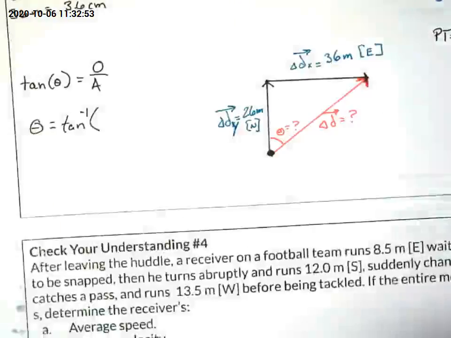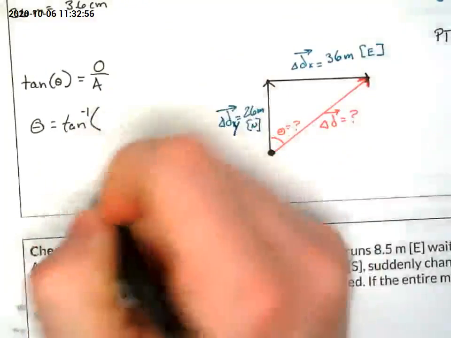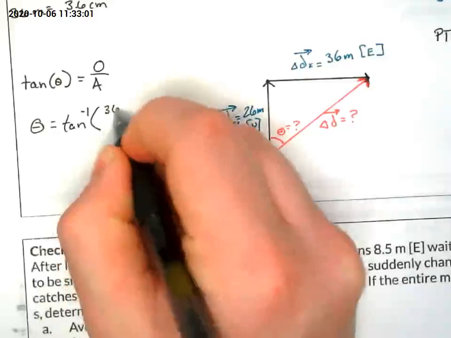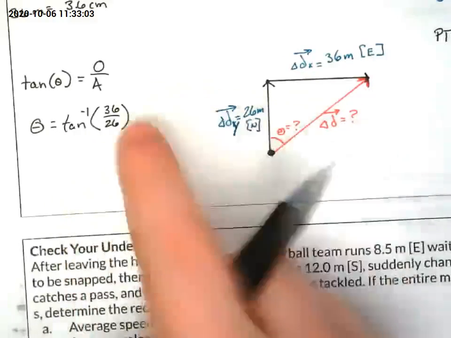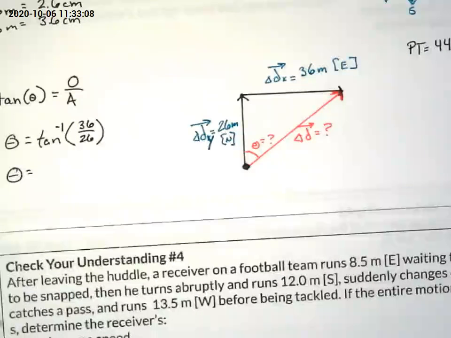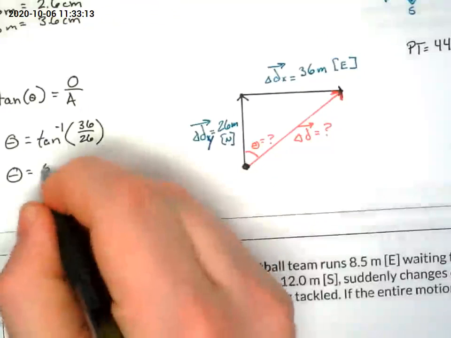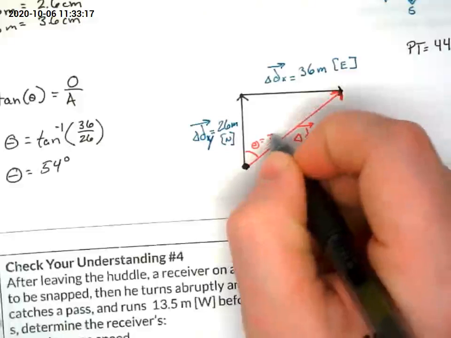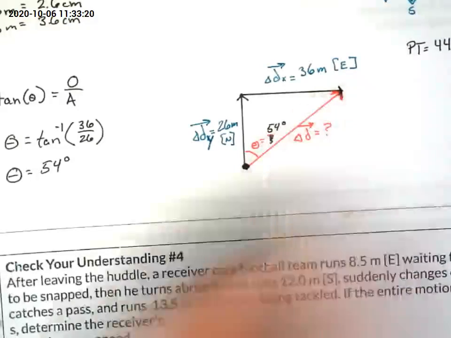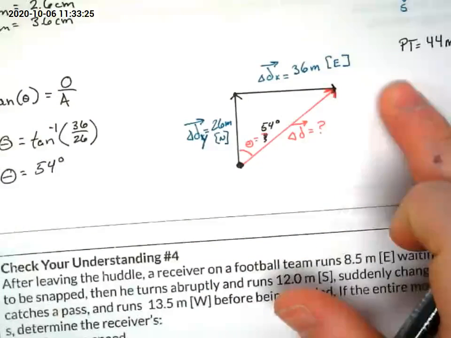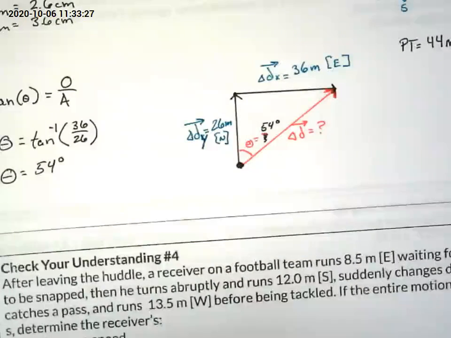So inverse tangent, and on the inside we're going to have opposite over adjacent, so it's going to be 36 over 26, not the other way around. And our theta is going to be still 54. So our angle's still the same. So I guess I did that right. So the angle in here is 54 degrees. Now, because this is the direction that he traveled, this is the angle we want.